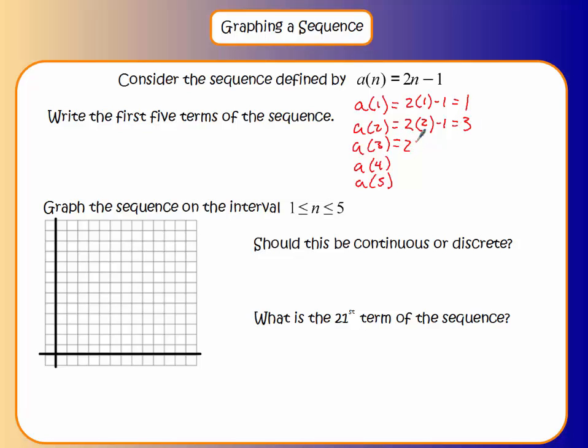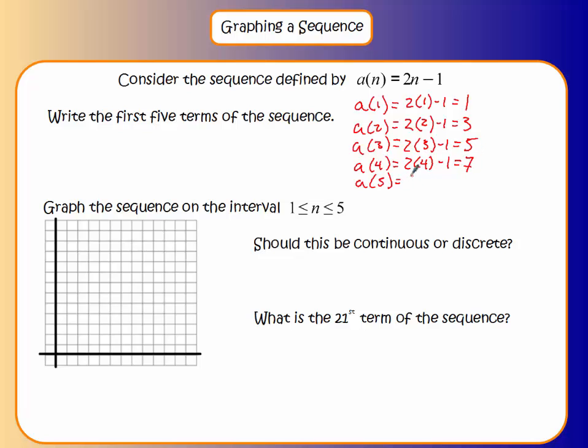Let's plug in 3. 2 times 3 minus 1. Well, 2 times 3 is 6. Minus 1 is 5. A of 4, I have 2 times 4 minus 1. 2 times 4 is 8. Minus the 1 equals 7.